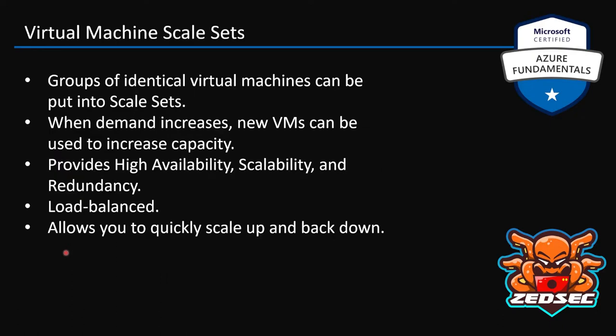So we touched earlier on virtual machine scale sets a little bit, but they're basically groups of identical virtual machines that can be put into scale sets. When demand increases, new VMs can be used to increase the capacity. It provides high availability, scalability, and redundancy. They're load balanced, and it allows you to quickly scale up and back down again.